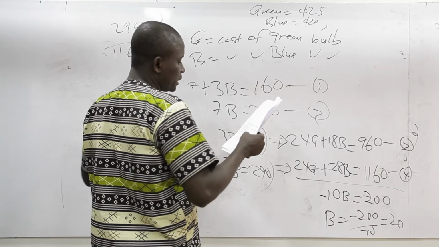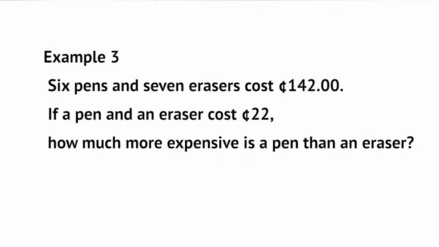Now, let's move on. I'm going to jump over the 3. So that is in your sheet. It says that 6 pens and 7 erasers cost 142. I'm just giving you the equation and then you try your hands on it and do it exactly so that we move on.